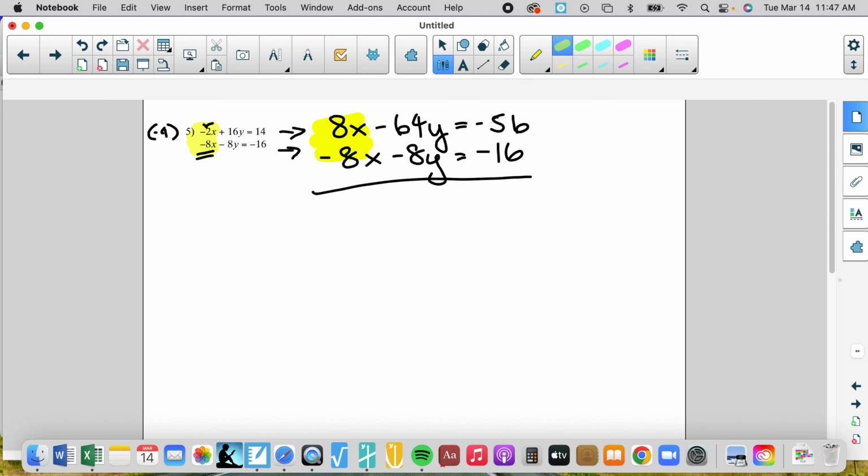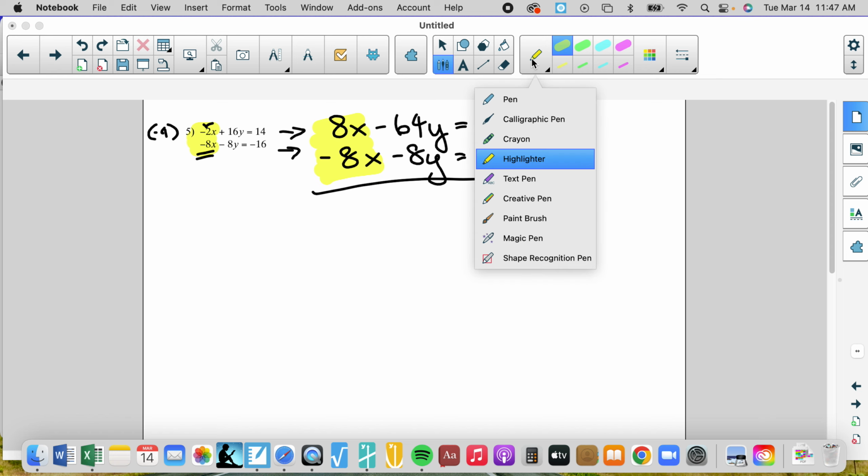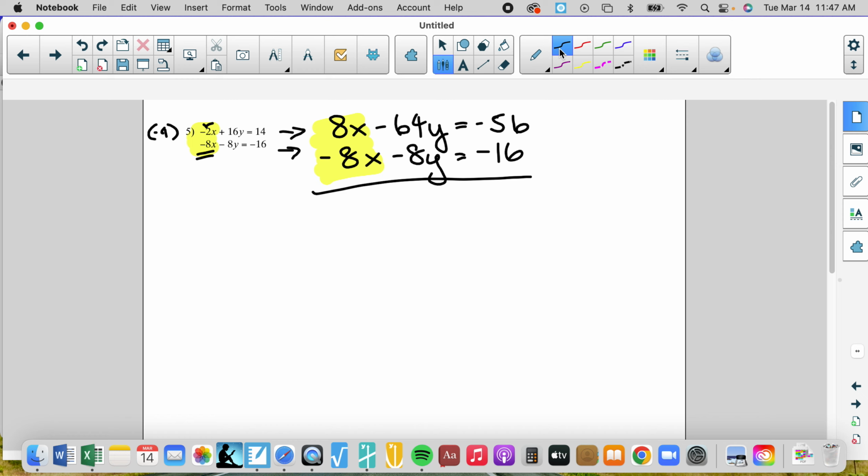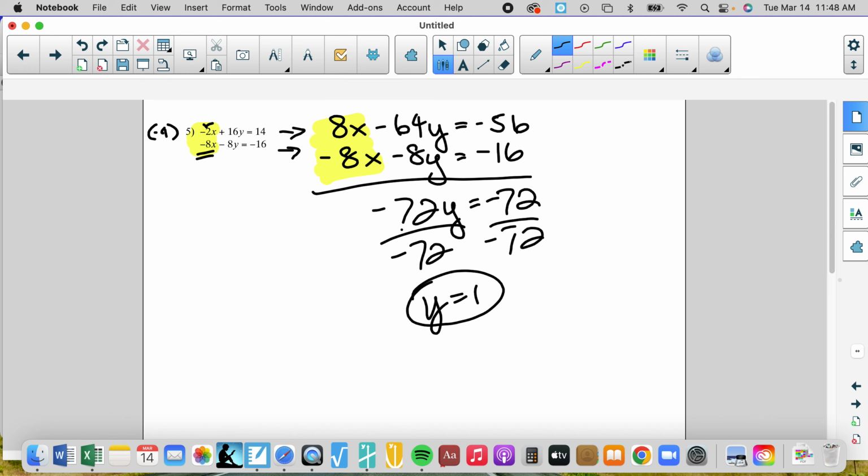So you see that the x's cancel out because they're opposite. Combining the y's gives me negative 72y equals negative 72. Divide both sides by negative 72, we get y equals 1.